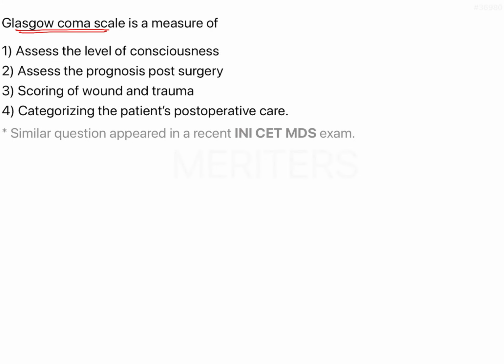Glasgow Coma Scale is a measure of. The options say it assesses the level of consciousness, assesses the prognosis post-surgery, scoring of wound and trauma, and categorizing the patient's post-operative care. So let's focus on Glasgow Coma Scale. It is a scale used to assess patients with head injury, that is, the trauma patients.